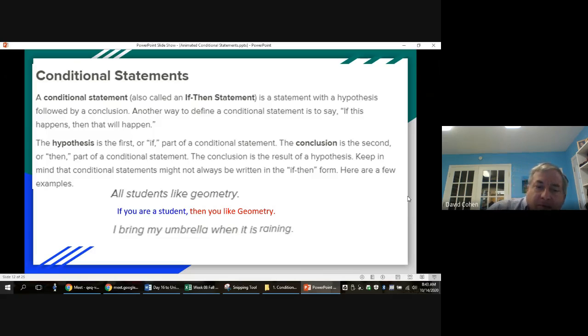If I bring my umbrella, I being the subject, then it is raining. Let's see if I got this right. Oh, I didn't. If it is raining, so we have to switch, then I bring my umbrella. Notice sometimes we still have to switch the if and then. So the raining has to happen before I bring my umbrella.